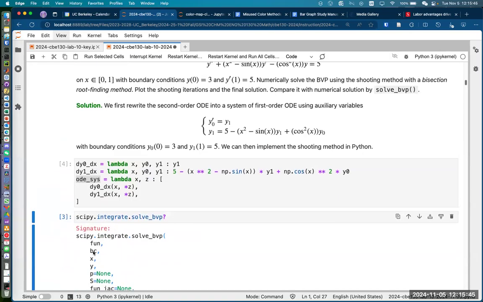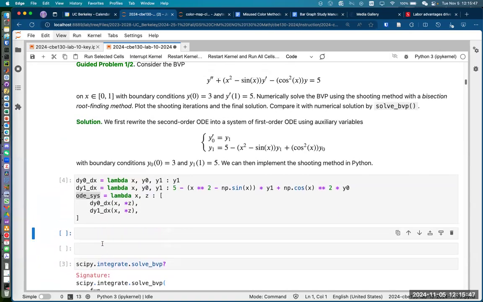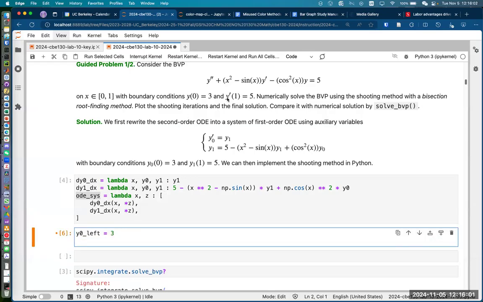We'll then need to define the boundary conditions. The boundary conditions are y0, where 0 means this is the original function, on the left, so x equal to 0 is equal to 3. And then y1, which denotes the first derivative, on the right, so y1 at x equal to 1 is equal to 5.